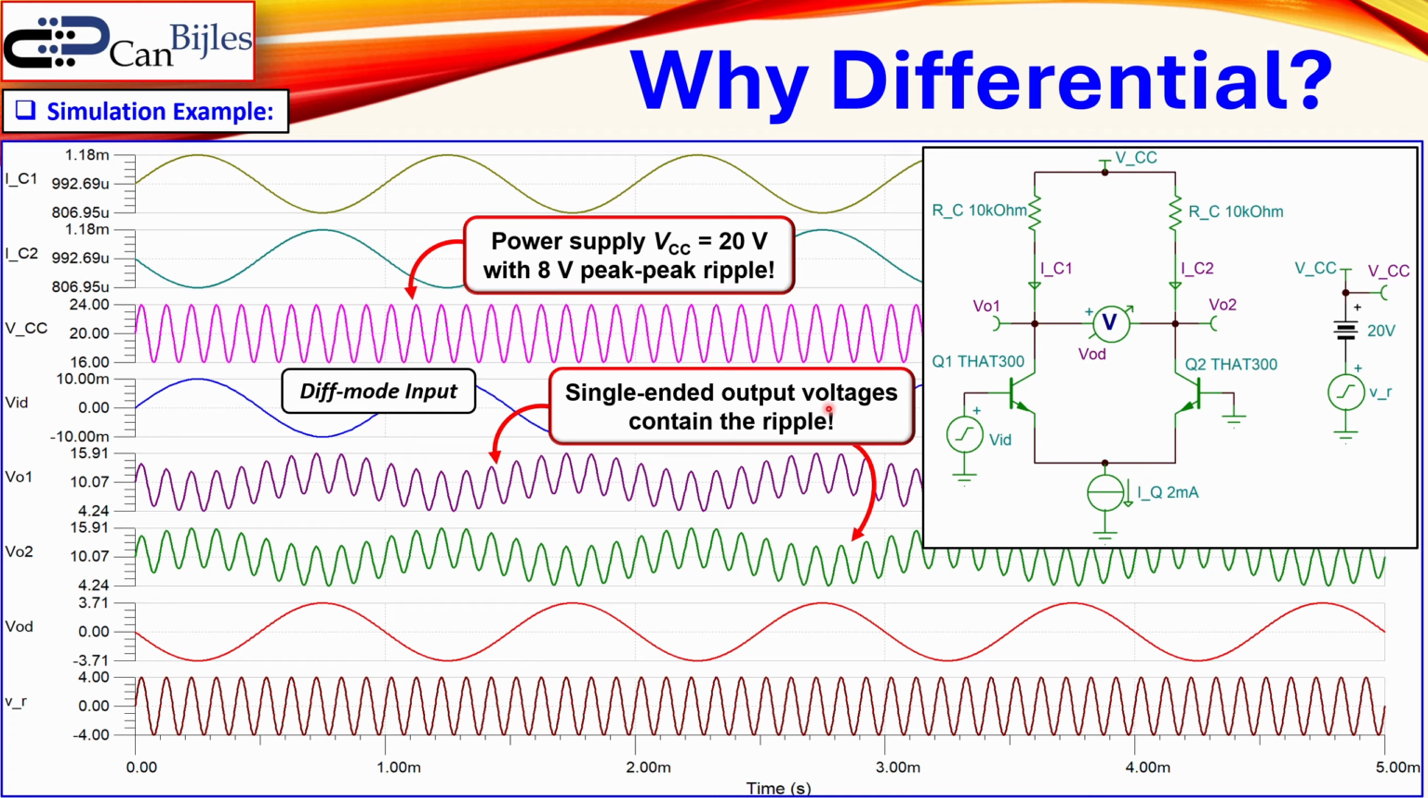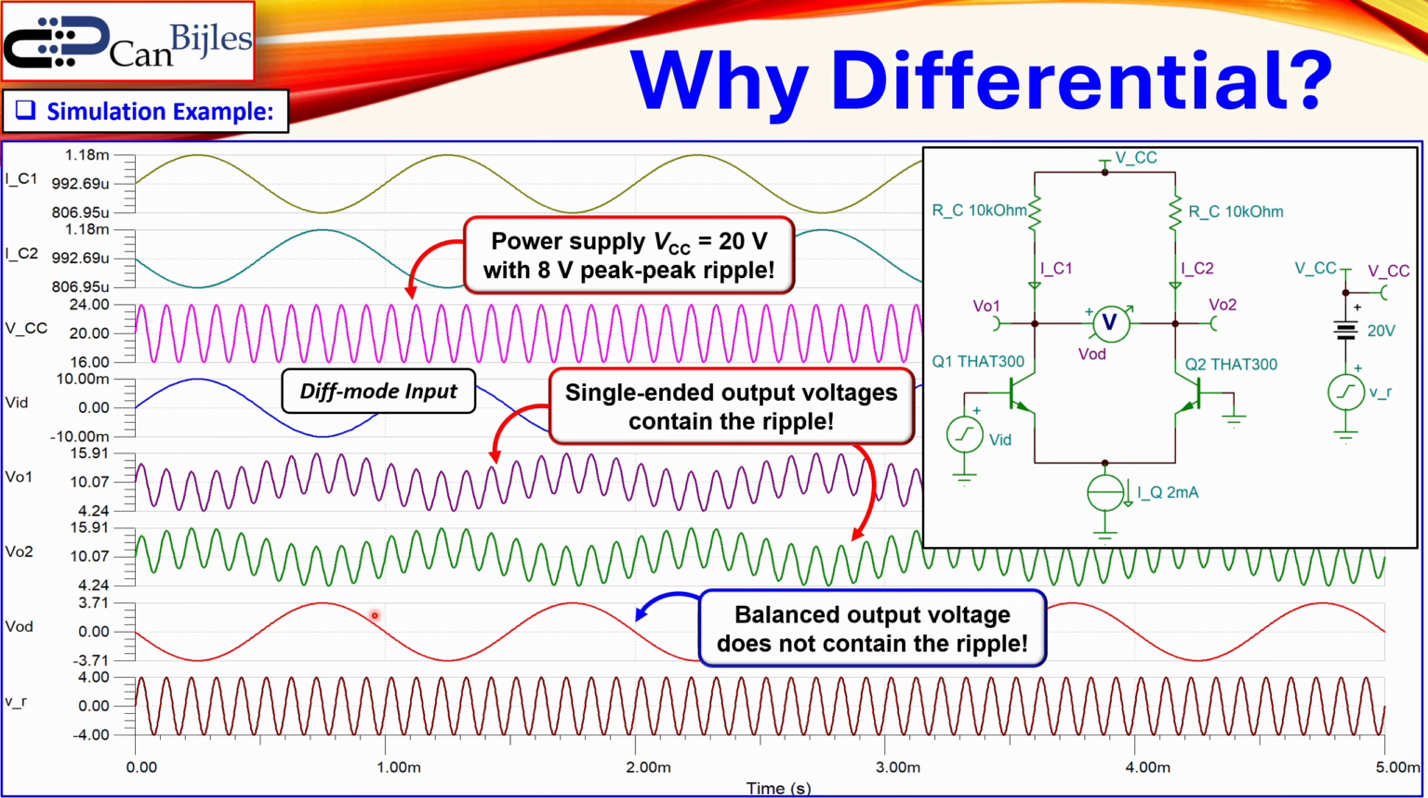So single-ended output voltages will contain that ripple. Now VO1 and VO2 will have that ripple, but if you look at the VOD, which is this red curve, that will actually be free of that ripple. So it doesn't contain that ripple, which is actually nice. So you actually have ripple minus ripple, the ripple is gone, which is perfect. So this is exactly what we want and exactly the solution we are looking for. And it is now also shown here using this example in the simulations in Spice.